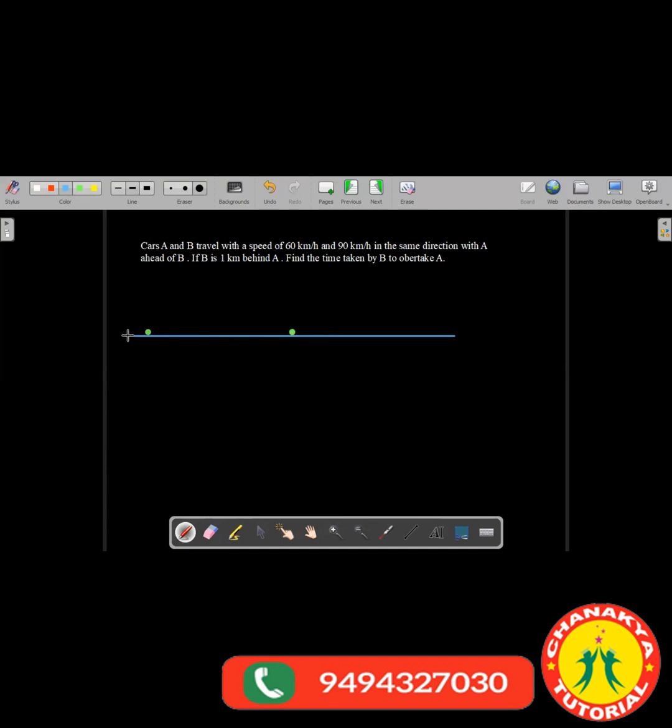There are these two ways that I can try out. See, I have this car B which is behind. This is car A which is ahead. It's moving with, so velocity of A I write as 60 km per hour. Velocity of B I write as 90 km per hour.